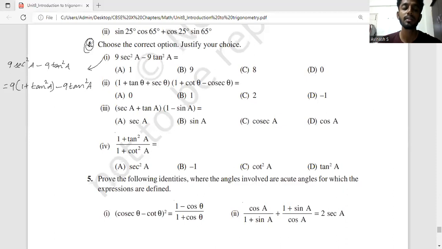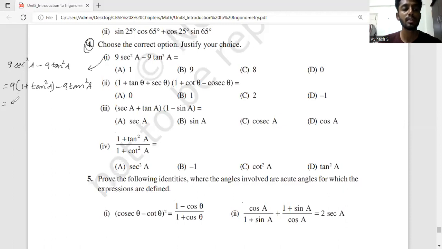Let me repeat it again. I have written the question again, 9 sec square A minus 9 tan square A. And we all know that sec square A is nothing but 1 plus tan square A according to the second identity. So I'm substituting 1 plus tan square A in the place of sec square A. Or you can also substitute whatever it is in the place of tan square A also. That will be sec square A minus 1.